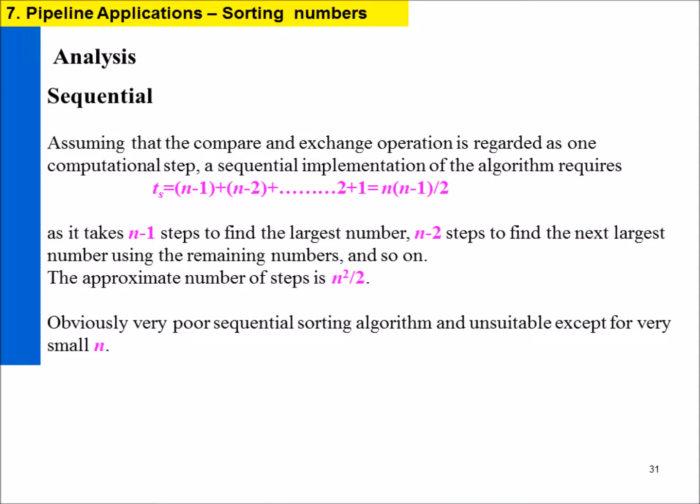So how long does this all take? Well, assuming that the compare and exchange operation is regarded as one computational step, then a sequential implementation of the algorithm requires Ts equals n-1 plus n-2 plus and so on to 2 and 1, which gives you n times n-1 divided by 2 steps. As it takes n-1 steps to find the largest number, n-2 steps to find the next largest number using the remaining numbers and so on. The approximate number of steps is n squared over 2, obviously a very poor sequential sorting algorithm and unsuitable except for very small n because it's O of n squared.